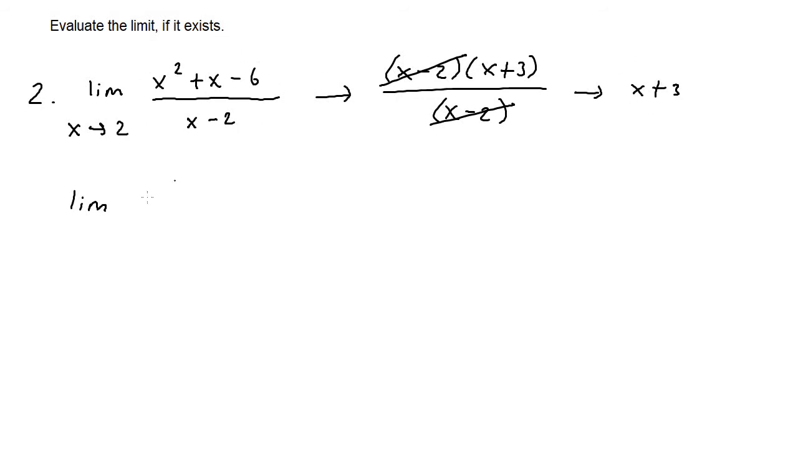So we can rewrite it as the limit of x plus 3 as x approaches 2. So now I can go ahead and use direct substitution and substitute in 2 for x, or 2 back into the function. So we get 2 plus 3, which gives us the limit of 5.